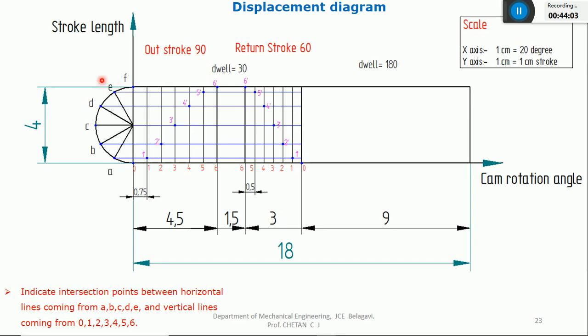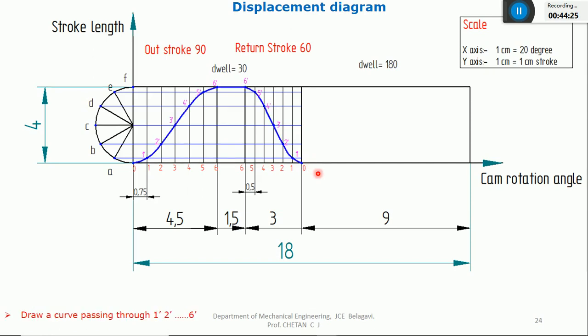Whatever the line that is coming from point E, it will intersect the 5th line at 5 dash. Similarly, 4 dash, 3 dash, 2 dash, 1 dash. Now I'll join all the points with a freehand line. I'll draw one curve passing through all these 12 points like this. It means you can say that the follower is rising. You can see it is rising from 0 to 4 centimeter for the first 90 degree.